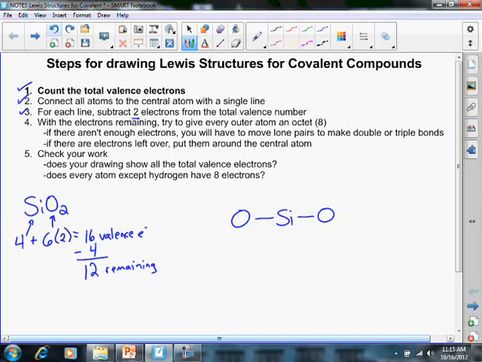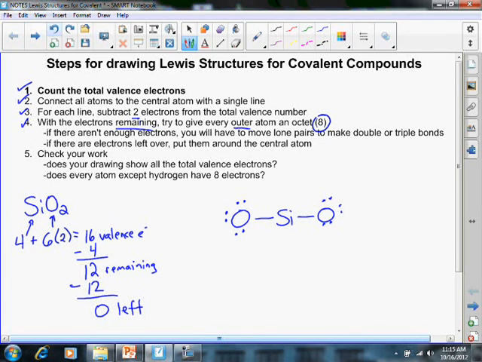Right. Now with the electrons remaining, try to give every outer atom an octet. So let's put 6 on that outer atom and 6 on this outer atom. And so we used 12. We have 0 electrons left remaining. Then, so we've done that step.